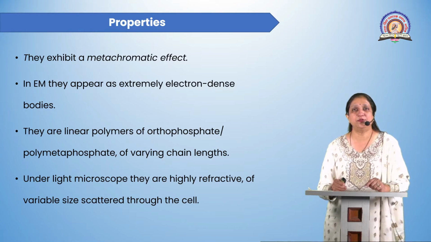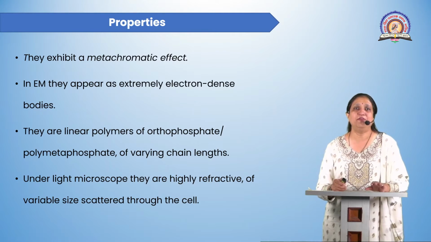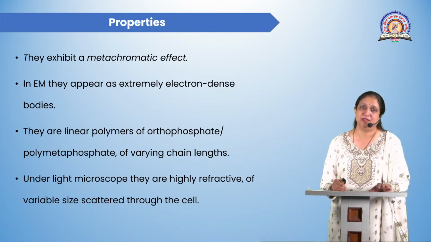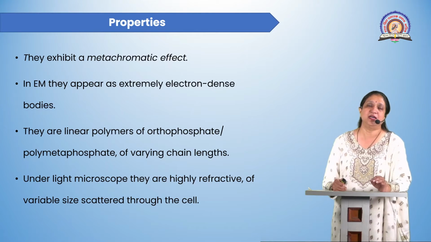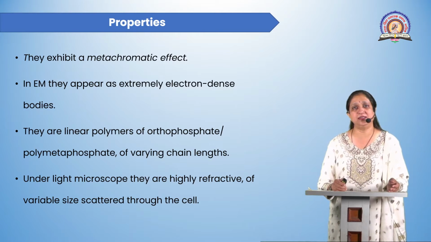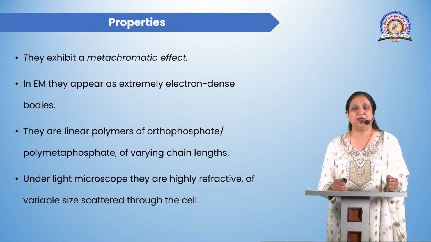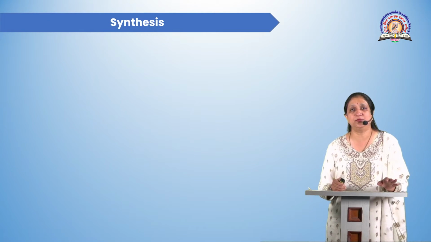Under the light microscope, these granules occur as highly refractive bodies of variable sizes. That is, all the granules that are produced are not of the same size, depending upon the amount of phosphate that is present in the granule. The size of the granule is variable, right? But they are scattered throughout the cytoplasm of the bacterial cell.